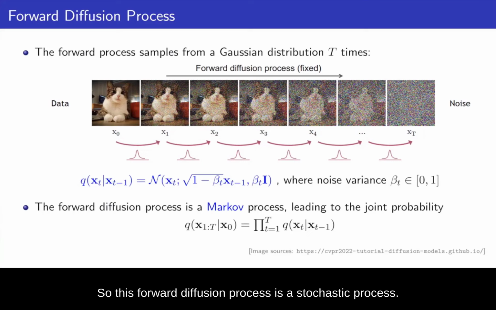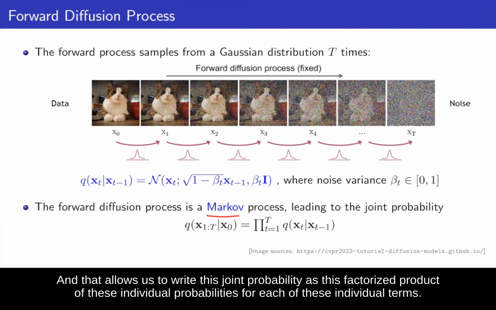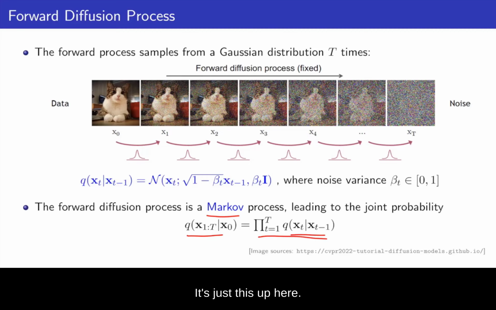So this forward diffusion process is a stochastic process, and in particular, it's a Markov process, meaning the future is conditionally independent of the past given the present. And that allows us to write this joint probability as this factorized product of these individual probabilities, where each of these individual terms is just this up here.